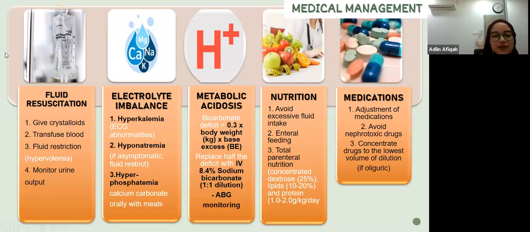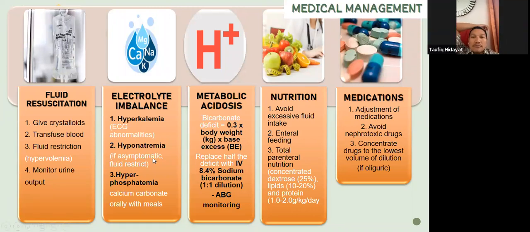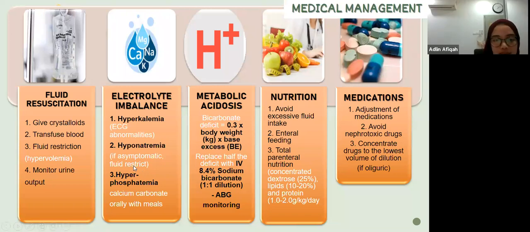Okay, so the next one is hyponatremia. If the patient is asymptomatic, we restrict the fluid. And for hyperphosphatemia, we give calcium carbonate orally with meals. If the patient comes with metabolic acidosis, we might replace half of the deficit with IV 8.4% sodium bicarb. And not to forget to monitor the arterial blood gases of the patient.